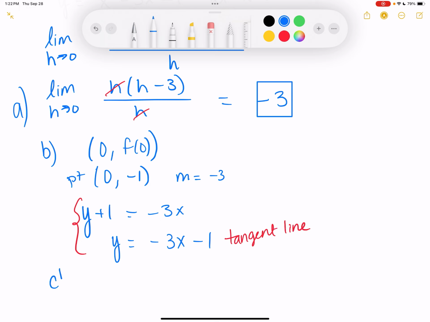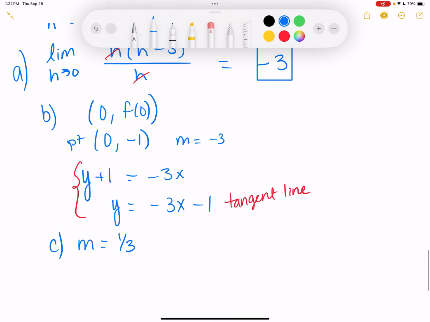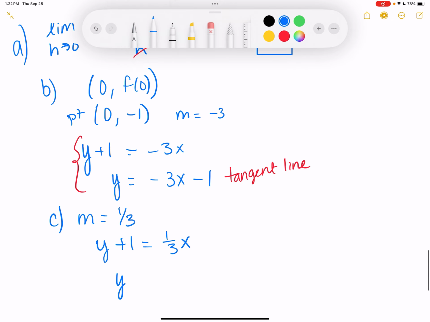And then normal, what's my slope of my normal? 1/3. Positive 1/3. So y plus 1 is equal to 1/3 times x minus 0, so just times x. So y is equal to 1/3 x minus 1.